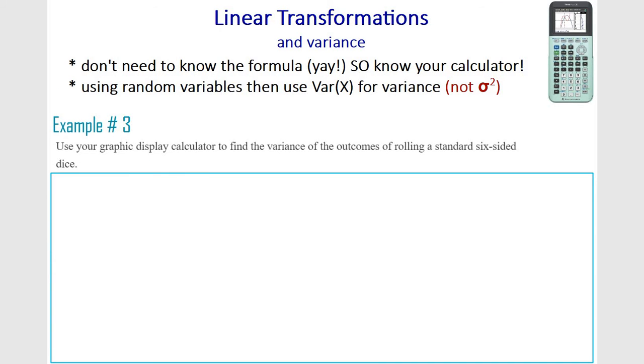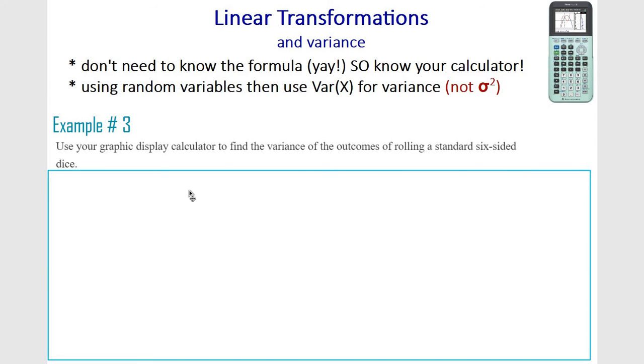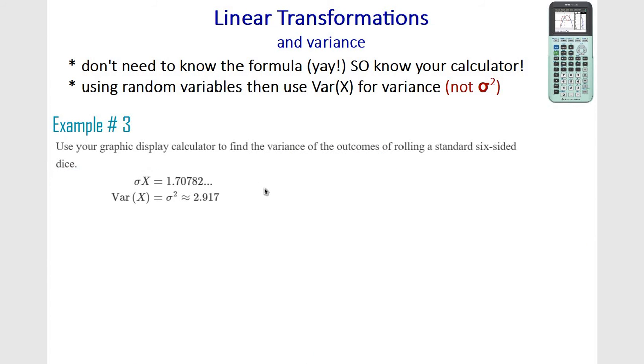Okay, so let's find the variance now. Luckily, you don't need to know the formula. Your calculator can do it for you. So let's use our calculator. These are the values you're going to get, and let me write it out. For list 1, you're going to put down your possibilities for rolling a dice, so 1, 2, 3, 4, 5, 6.